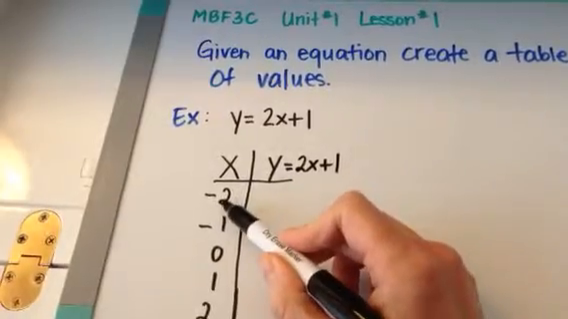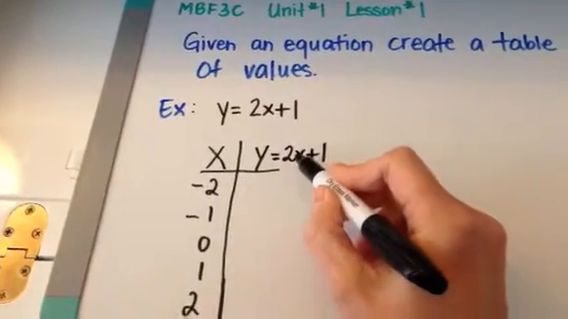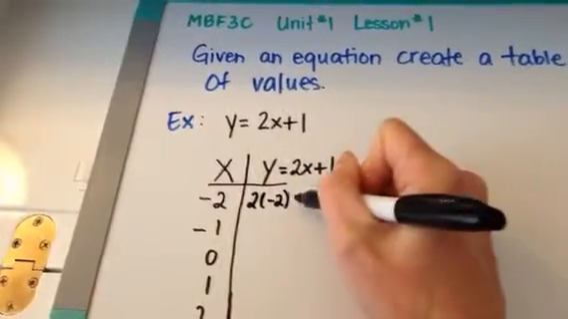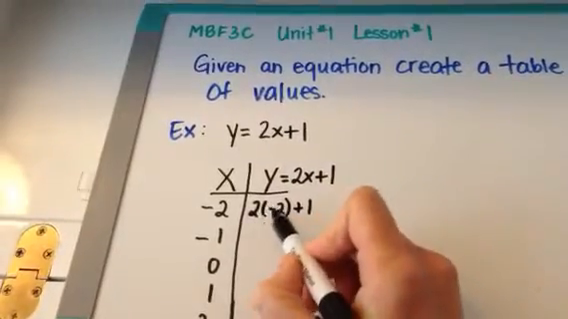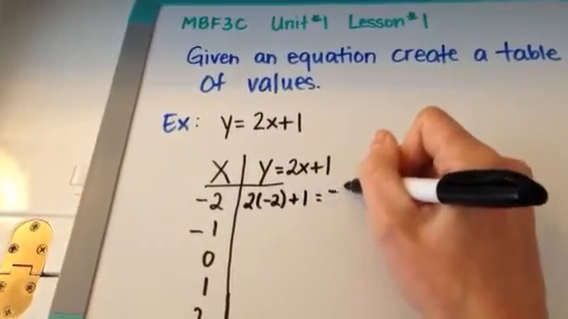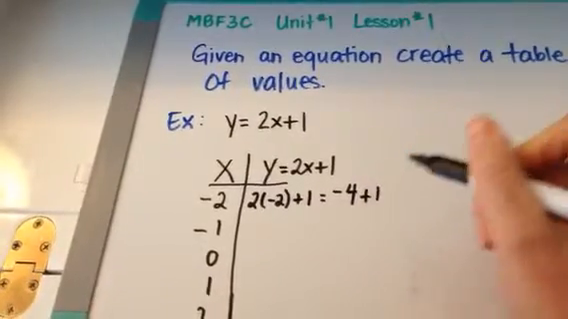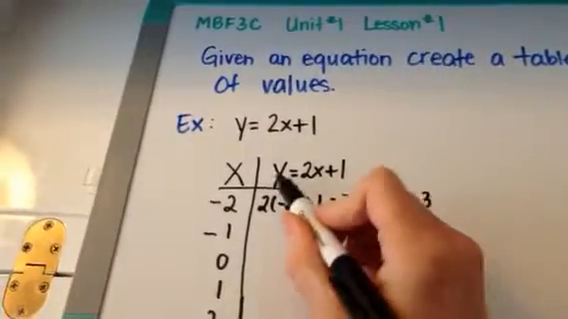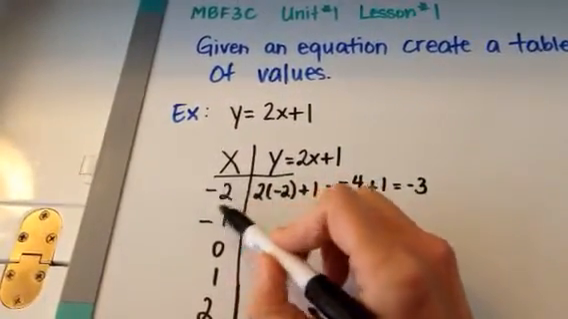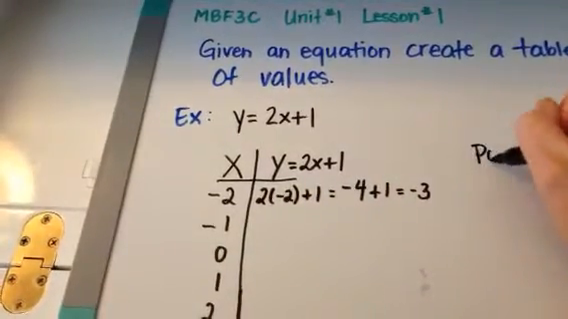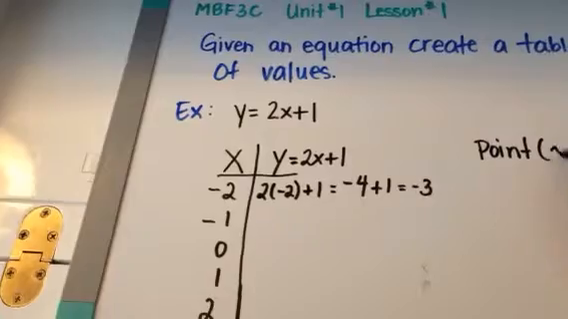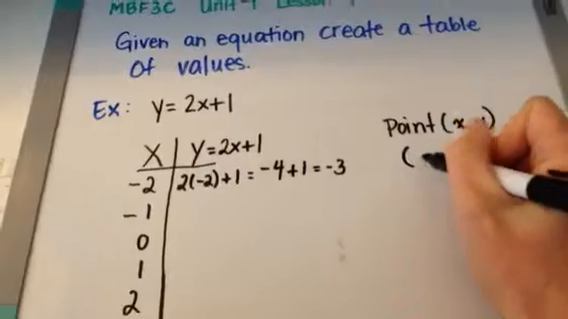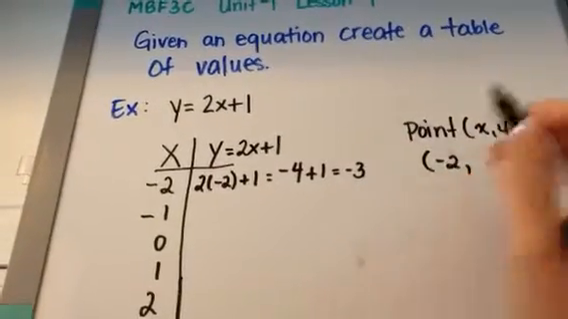So for your first value, we're putting -2 in for our x value. So 2 times -2 plus 1. 2 times -2 is -4, and then plus 1, -4 plus 1 is -3. So we've now found our y value based on our x value of -2. This is our first point that we can plot. And remember, points are in x's and y's. So our x value is -2, and our y value is -3.